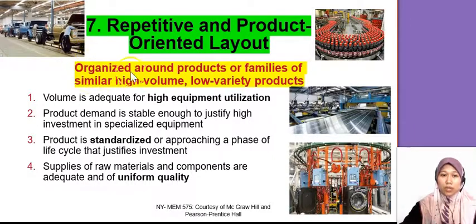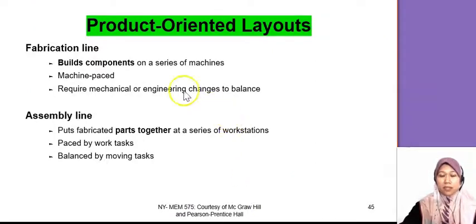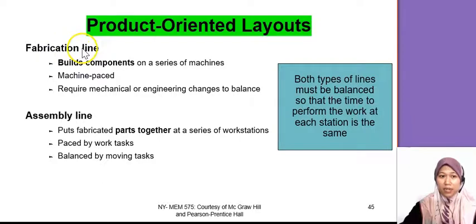The objective is to organize around a product or family with high volume and low variety. They cannot produce high variety like process layout, but for product layout they can go for high volume, and usually standardized products. For example, the same size bottle, or the same size model here. Product oriented can be a fabrication line, in which they build the component, or an assembly line, in which they put things together.